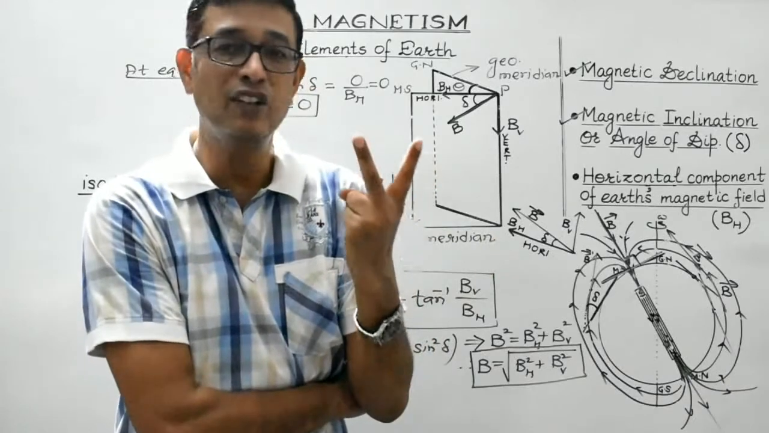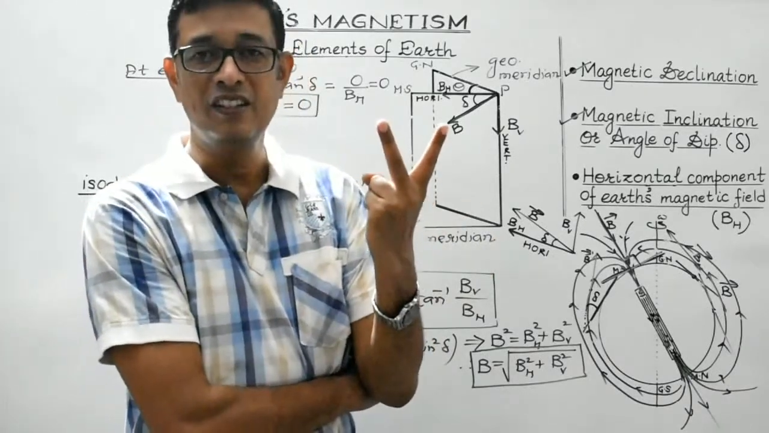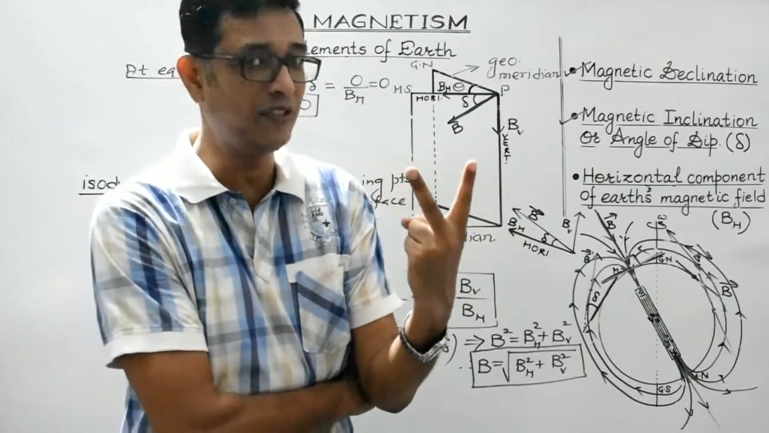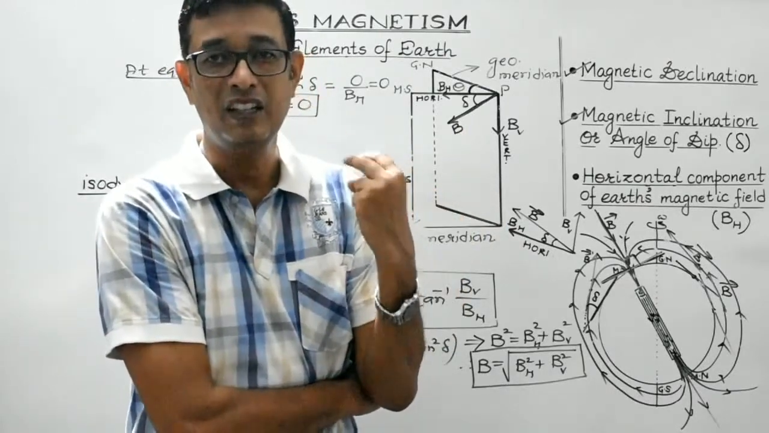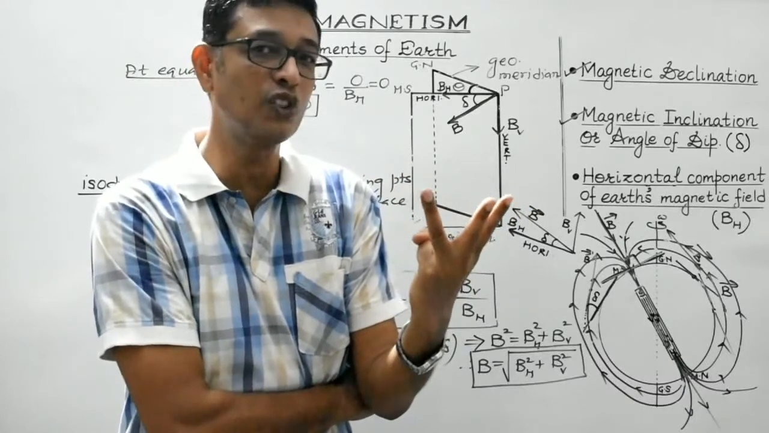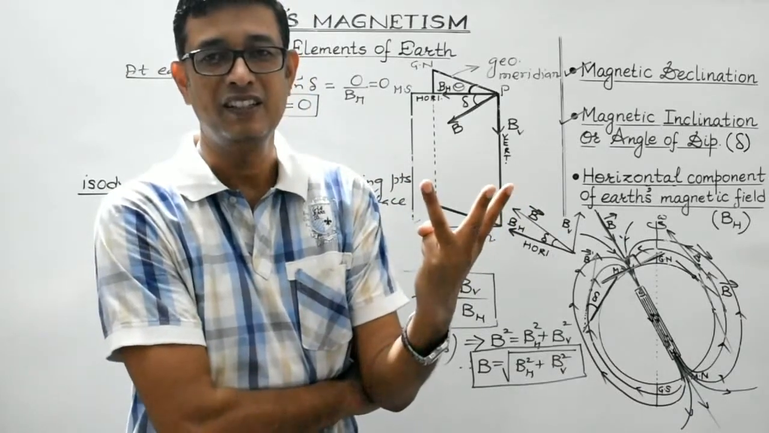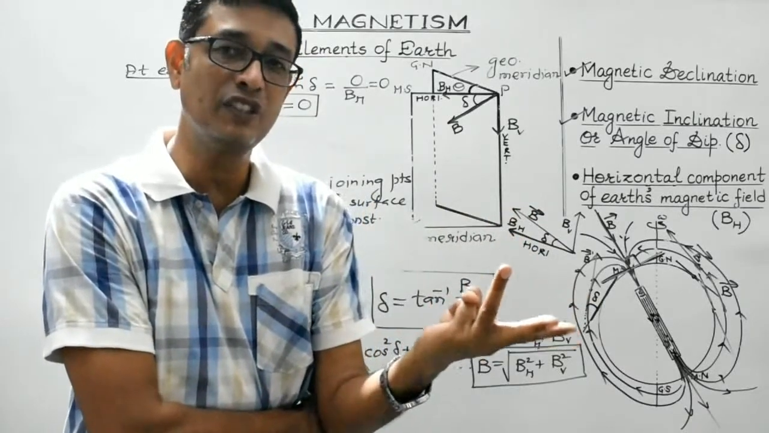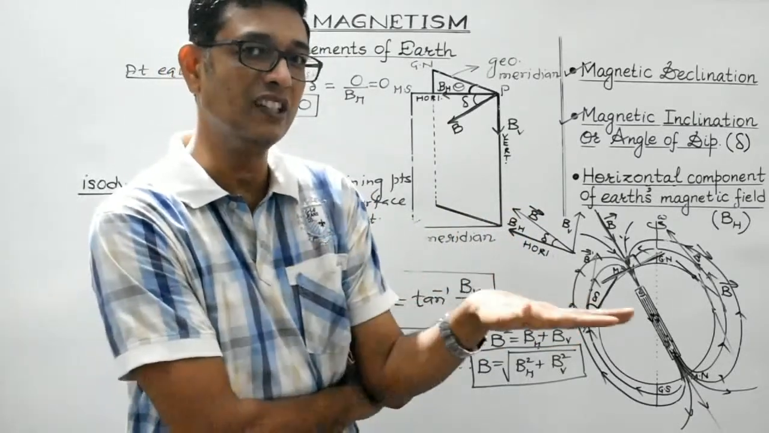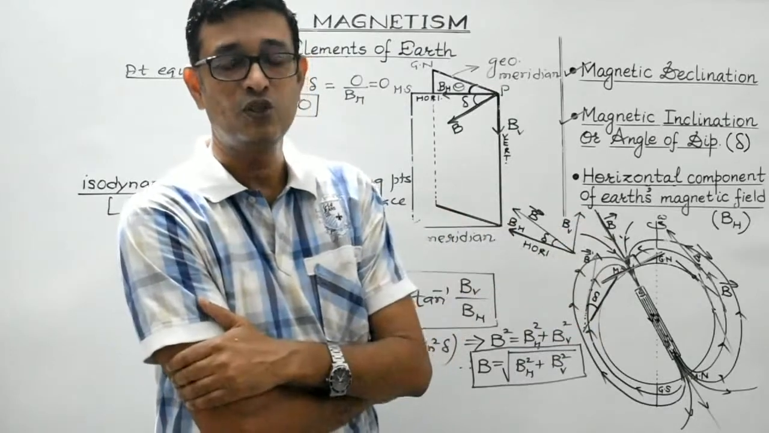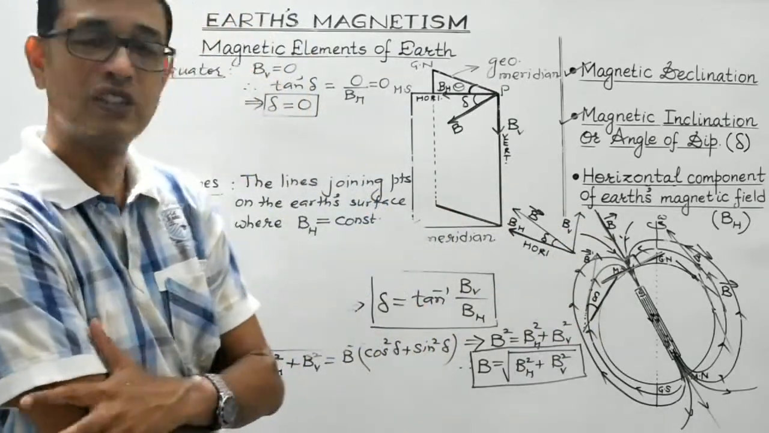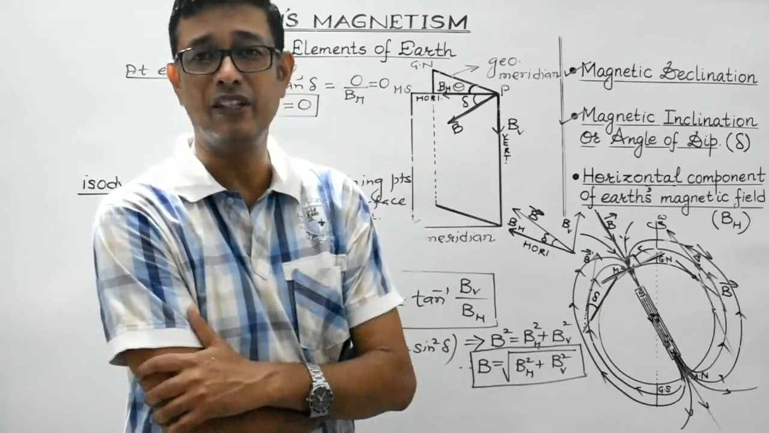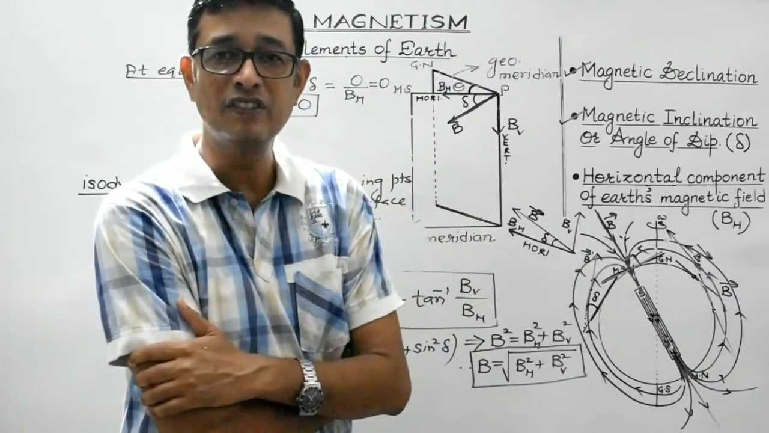Second one is the angle of dip or magnetic inclination. It is the angle which the intensity of Earth's total magnetic field makes with the horizontal. And third one is the horizontal component of Earth's magnetic field. As the term suggests, it is the component of the intensity of Earth's total magnetic field along the ground, along the horizontal. So I hope students you have understood these topics clearly without having any iota of doubt, right?